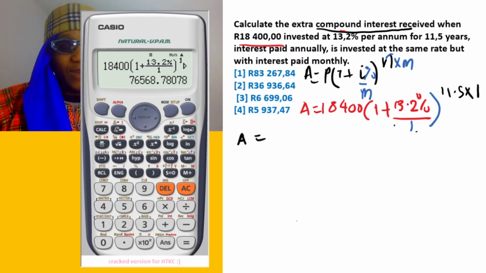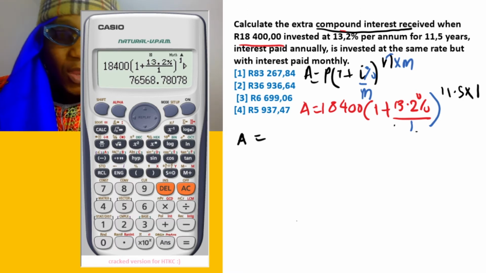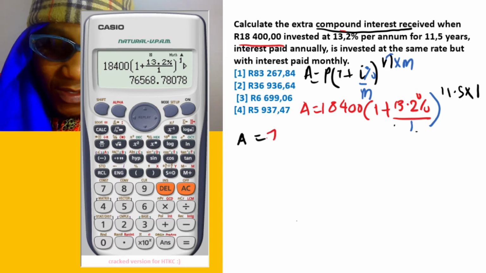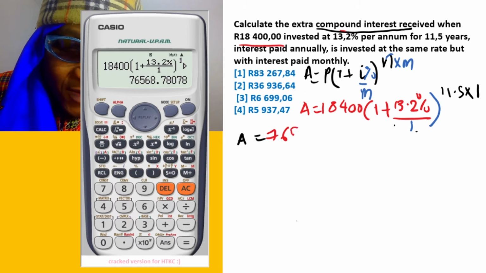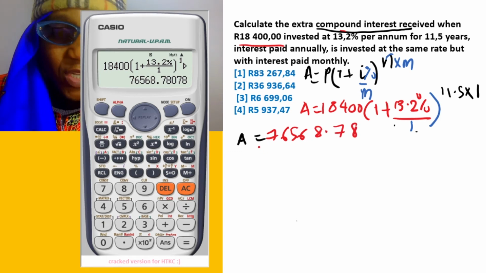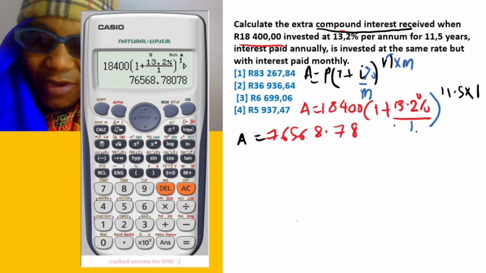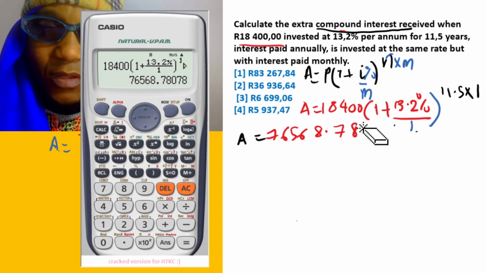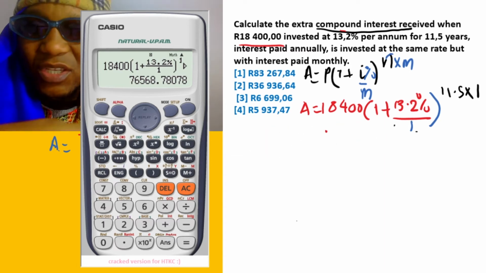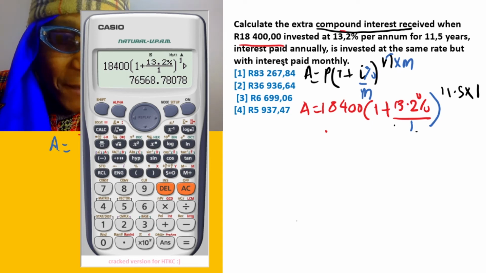So that's the final amount, right? It's going to be 76 point something. The final amount equals 76.78, approximated to two decimal places. So this was for annually. Now I can keep a record here aside: the amount in annual equals 76.78. What I'm going to do now is keep everything the same, but change a few things here. Now remember, it is going to be compounded monthly.